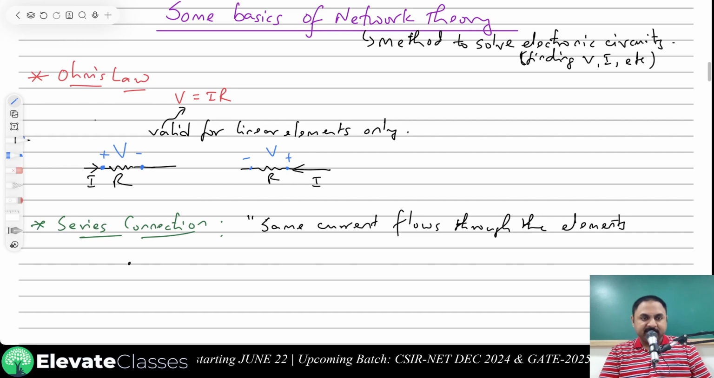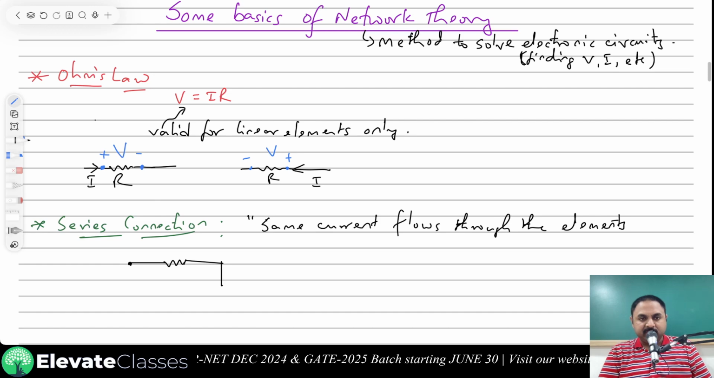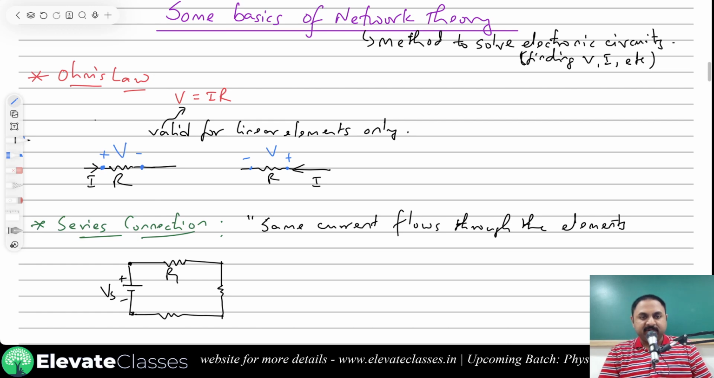Let's take an example. Suppose I have a resistor like this. Let's call this resistor R1. And then another resistor, I want to connect another resistance, that is R2. And one more resistance, that is R3. Okay, and there is a voltage source connected over here. Let's call this Vs, the source voltage. So this is R1, this is R2, this is R3.